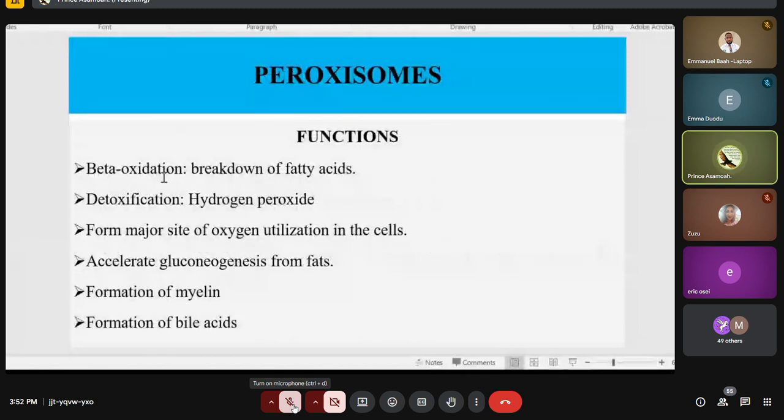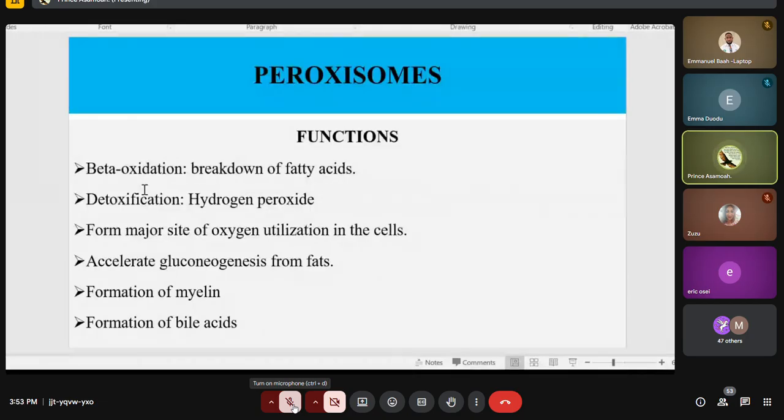So we have something called beta oxidation. Beta oxidation is breaking down fatty acids. Then detoxification: when hydrogen peroxide comes in, it has to be taken out through a process called detoxification, and the catalase does justice to that. It also accelerates gluconeogenesis from fat. Sometimes when your body needs glucose to burn for fuel and is not getting it, it pounces on fat and creates energy from fat, what we call gluconeogenesis. So the peroxisome plays a role there.